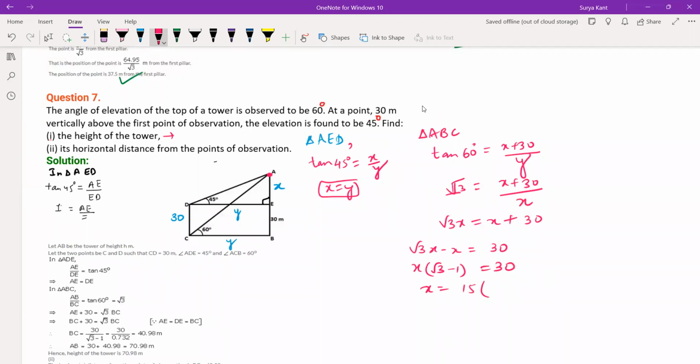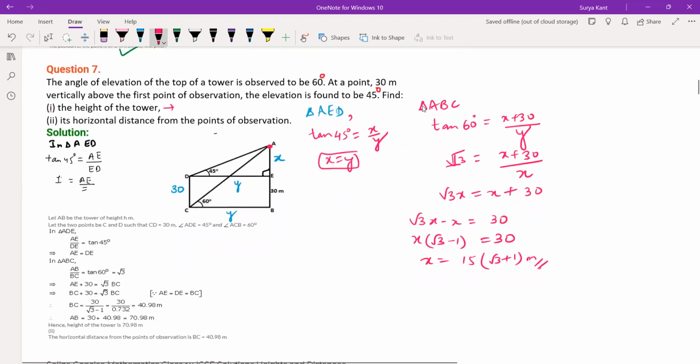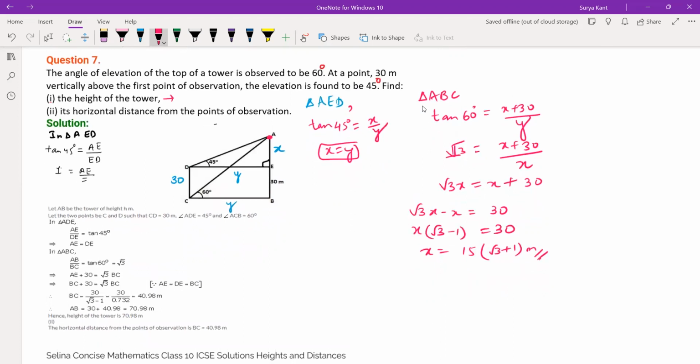We'll get 15 into (root 3 plus 1). Anishka, right? Yes, sir, I did it again. So this was a very easy question. How much time are we taking? Only 1 or 2 minutes maximum. Children, these are very easy questions. You have to practice a lot. I'll share this one after the class. The more you practice, the faster you become. You just keep on doing, and like that you can finish it off in the exam.